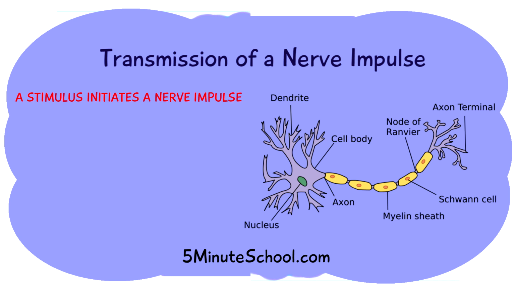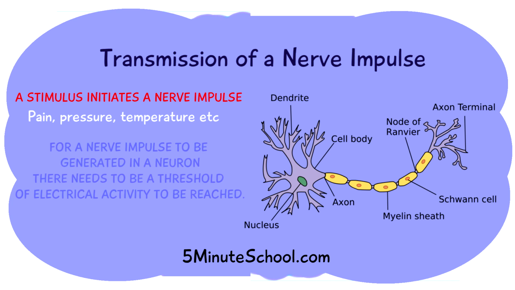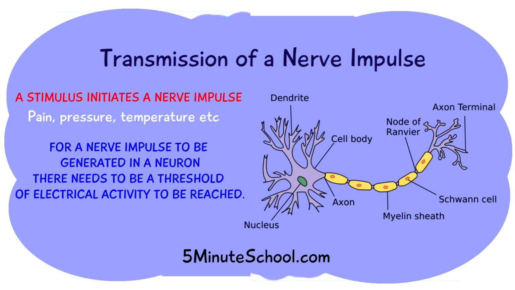A stimulus is what causes a nerve signal to take place, and the stimulus can be pain, pressure, temperature or more. In order for a nerve impulse to be generated in a neuron, a certain threshold of electrical activity needs to be achieved, and this threshold is reached via a process called depolarization. This is where the balance of these electrically charged molecules inside and outside of the nerve cell is disrupted.